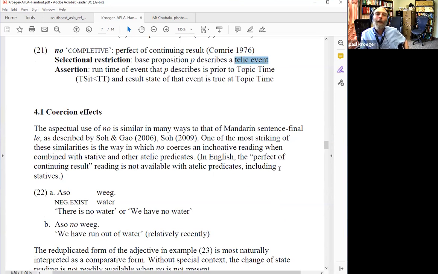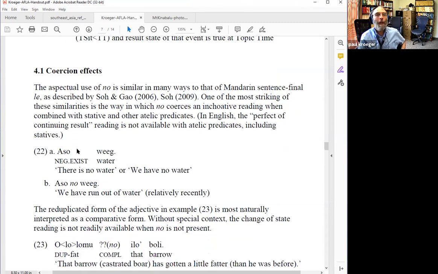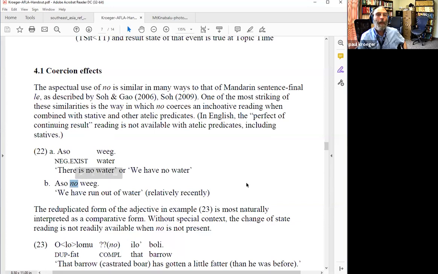So Huiling has written a couple of great papers about the aspect uses of this sentence final particle. And they're very similar to what I see in Kimaragang. One of the most famous coercion effects is changing states into inchoatives, or change of state. Asaweg is the basic state of existential: there's no water. When you add the na clitic, it becomes "we don't have any water now, but we did before." We've just run out of water. It implies recency, but it means there has been a change. We used to have water and now we don't.